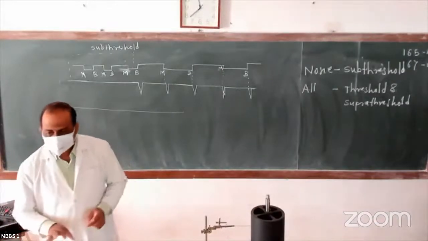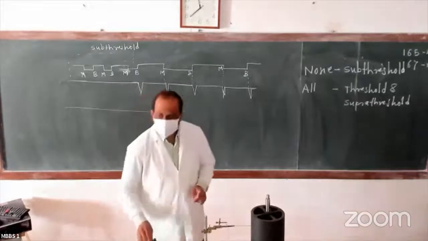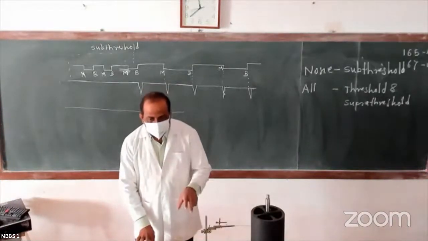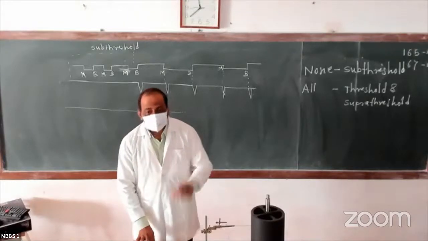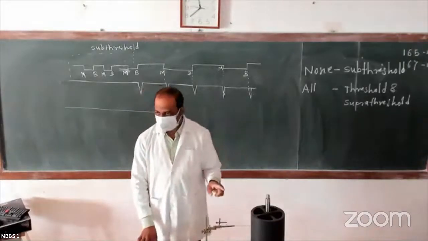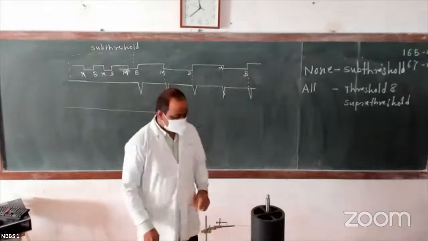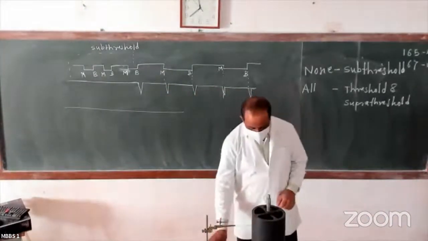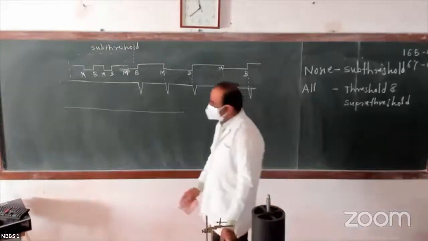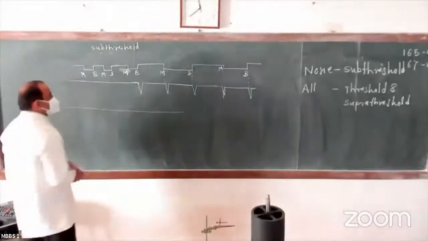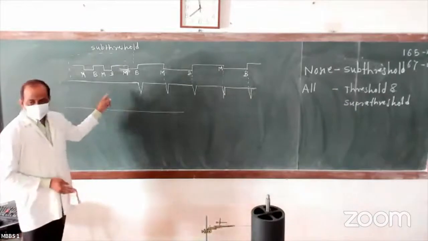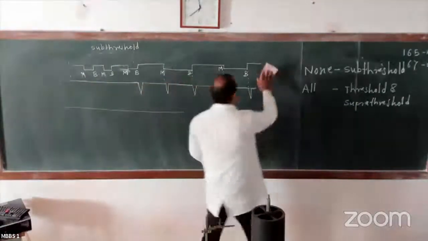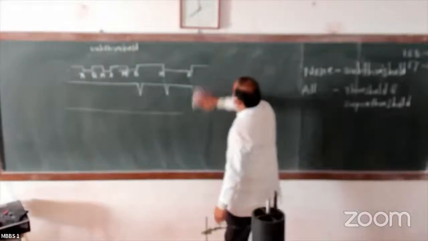Have you understood? It means that I have tapped this key and completed this stimulus, then I have waited for about 30 seconds or more, then I have applied the break shock. So this is about the all and none law. That is the second property of the cardiac muscle. Now we discuss the next practical.